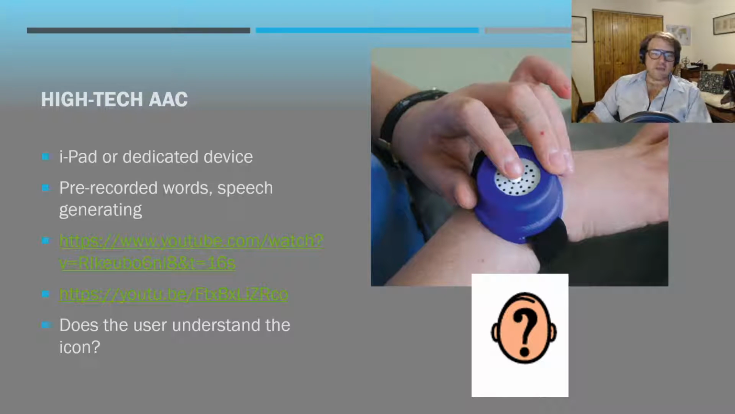Okay, high-tech AAC. Well, iPads or dedicated devices.